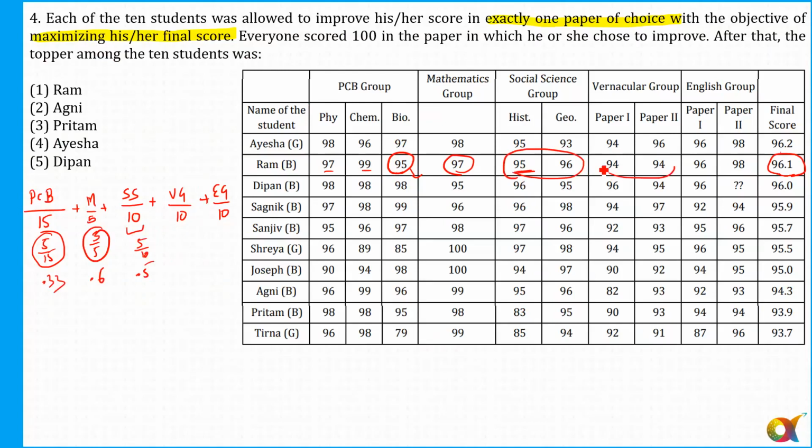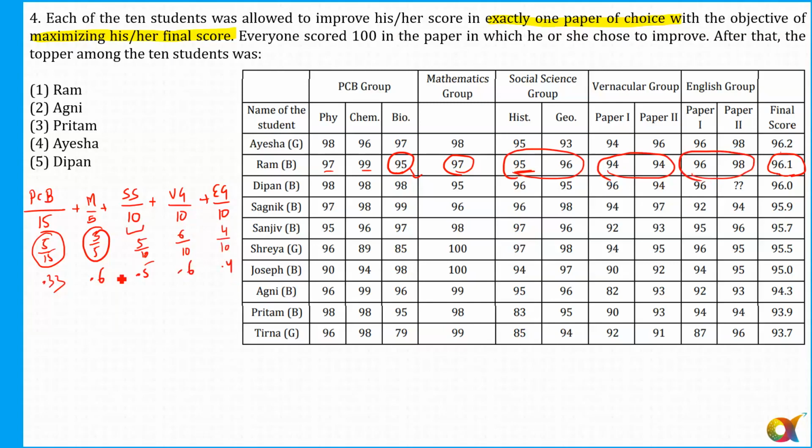Similarly, in the vernacular group, that is 94, whether it's paper 1 or paper 2, if he's shifting from 94 to 100, there is a total 6 marks increase. So I can say 6 upon 10, the average will change by 0.6. And in the English group, 96 and 98. So paper 1 he's getting 96. If I change 96 to 100, there is an increase of 4. So 4 by 10, that is equal to 0.4.